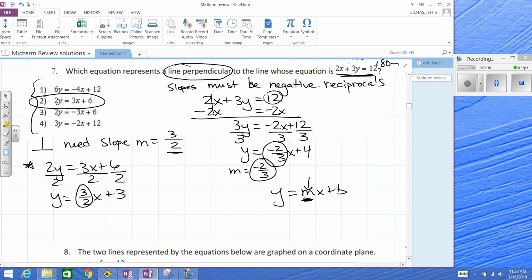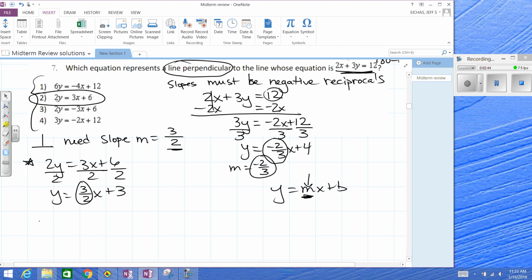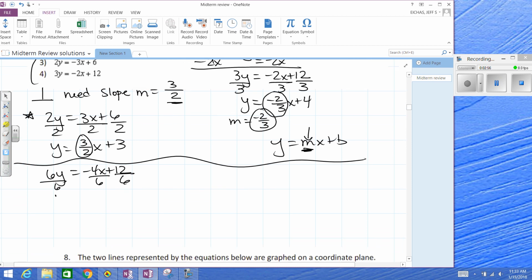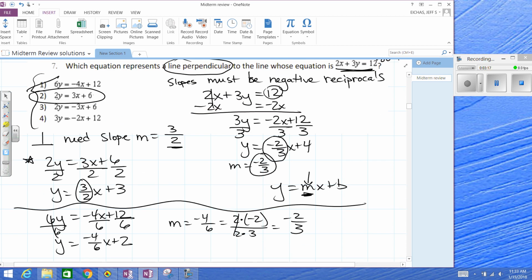Now let's show one that doesn't work, just so you can see how we would have eliminated choice 1. Let's say somebody actually tried choice 1. They would have divided all 3 terms by 6. That's going to give us y equals negative 4/6 x plus 2. A slope of negative 4/6 is the same as negative 2/3. So that would give us parallel, but we wanted perpendicular. So that would have been a no. As we investigate, these are not going to work either. Okay, good enough.